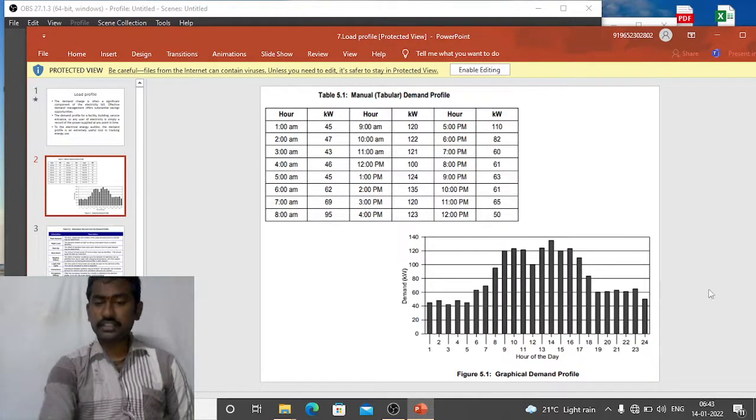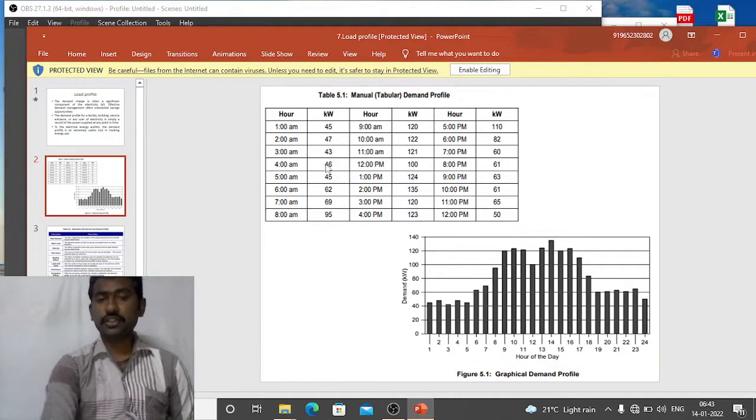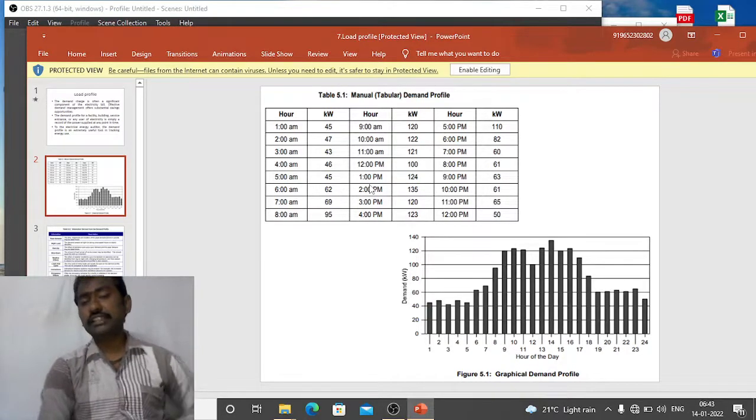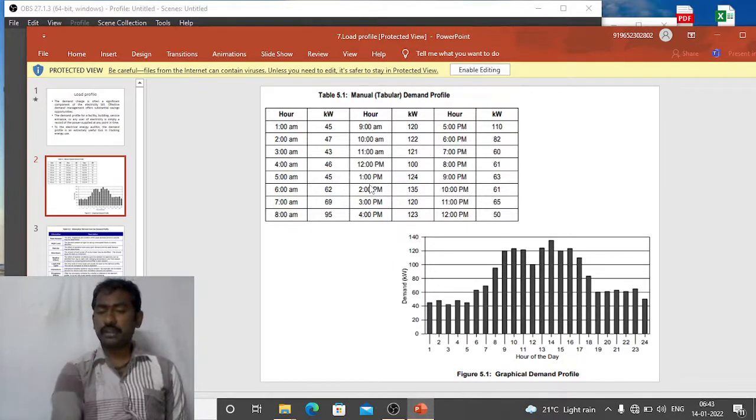So here this is a graphical demand profile. And this is the tabular demand profile. So here for every hour, how much demand is there. At 1 a.m. 45 kilowatts, 2 a.m. 47 kilowatts, 3 a.m. 43 kilowatts, 4 a.m. 46 kilowatts, and 5 a.m. like that. This is a table for the 24 hours. And by seeing this load profile, we can simply understand where we have the maximum demand and where is the most electricity requirement, like that.